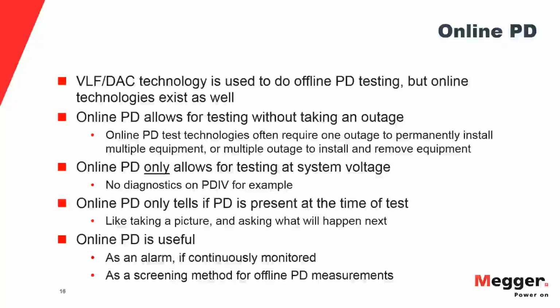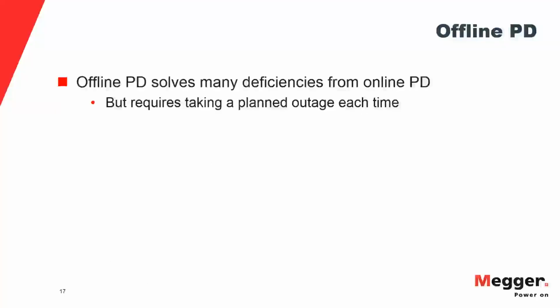You know, no matter how good of a friend you are with the system operator, if you call them up and say, hey, can you give me 1.5 times voltage, they're just going to laugh at you. They're not going to help you with that. So it only allows us to do testing at rated voltage. We're not able to find the PD IV. We're not able to ramp the voltage up to find the inception voltage.